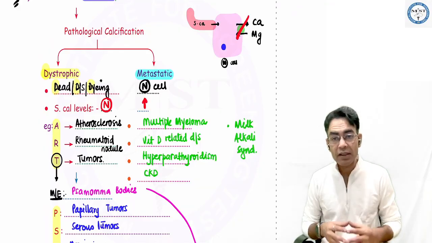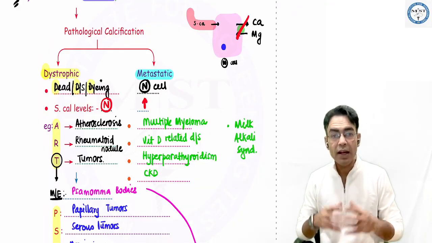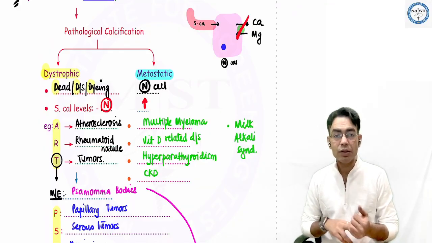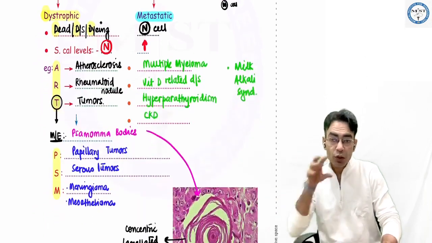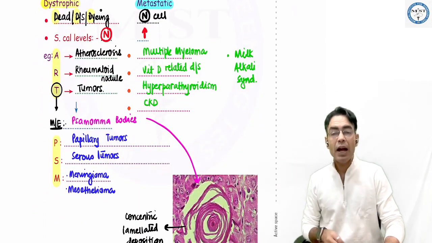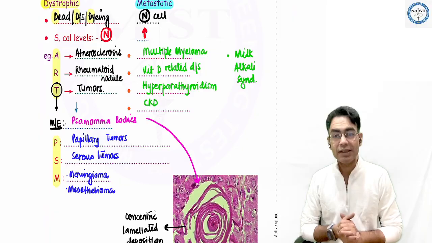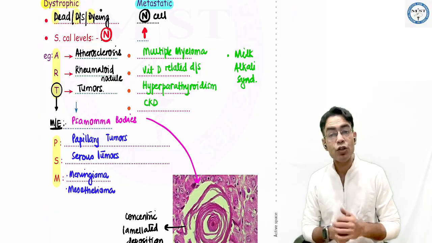Whereas for dystrophic calcification, the mnemonic I gave you was ART: atherosclerosis, rheumatoid nodule, and tumors. For a tumor, what do you see in a biopsy? Psammoma bodies. And what is the mnemonic for psammoma bodies? PSM: papillary tumors, serous tumors, meningioma, and mesothelioma.